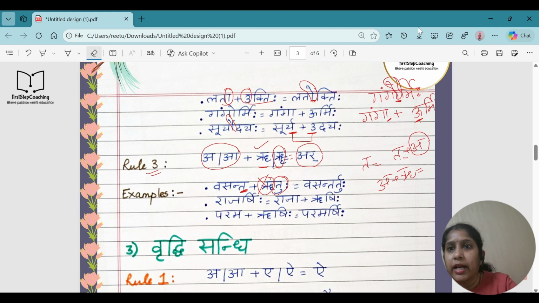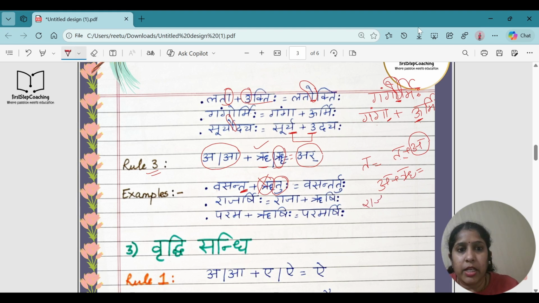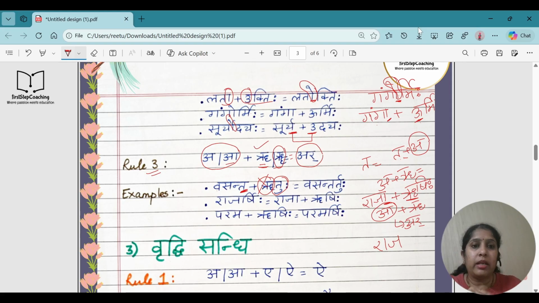Let's try it with one more example. Suppose you have Raja plus Rishihi. Now it is ending with the Aa ki matra and it is starting with Ru. So we know that if it is A and Ru, it should become Ar. Correct? Now what will happen? This Aa will not be there now. It will become A, so it will become Raja, just Raja. This Aa will not be there because it is going to become A only. So we will not have the Aa ki matra, just this one. Then we have to write a half Ra, which will come on the next letter.